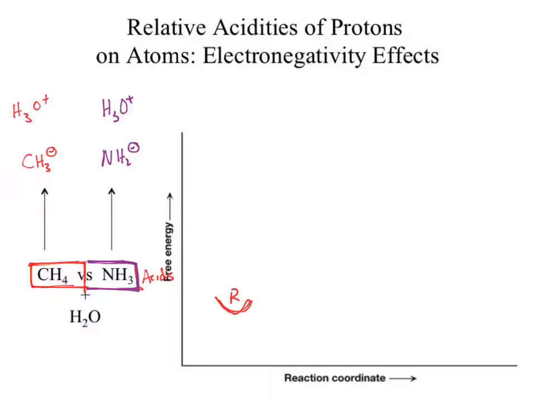What would we expect to happen for our product? Should it go higher in energy? So let's draw it up here. Should it go really high in energy or just kind of low at the bottom? Okay, kind of high. Why? CH4 is neutral. CH3 minus is charged. Okay, so it should be higher in energy.